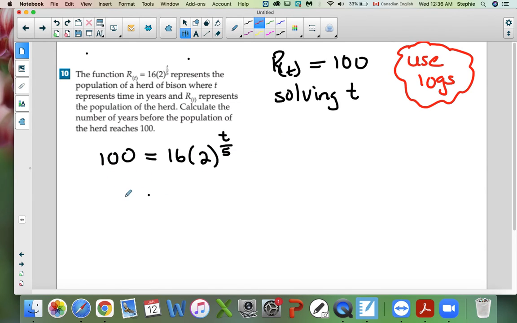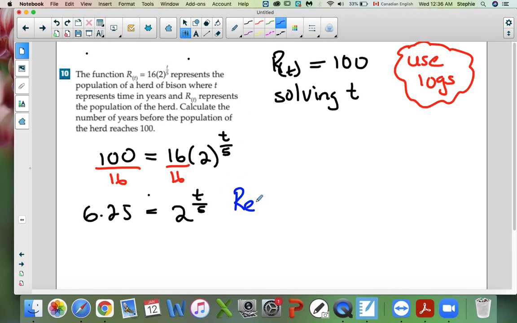Now, once you've done that, you're going to do 100 divided by 16. I will do that on my calculator. You'll get 6.25. So 6.25 is equal to 2 to the t over 5. Now, once you're here, this is what's really, really important. This is where everybody's stuck. This is where you do the rewrite in a log.